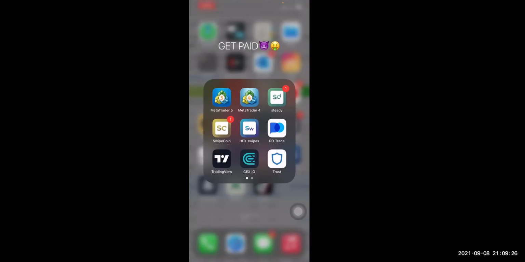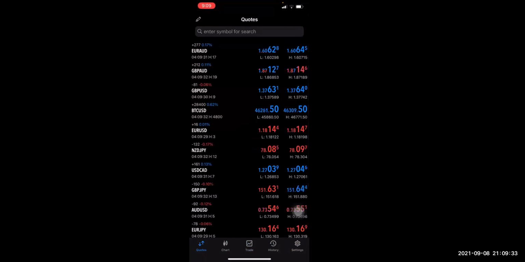So when we download this on our phone, what we're gonna do is come inside MetaTrader 5. Once we come inside, these are what we call currency pairs. This is what we call quotes. If you look to the bottom of my screen where it has the little blue arrow, it's gonna say quotes. This is where you can find your currency pairs, which are basically what you would be trading.